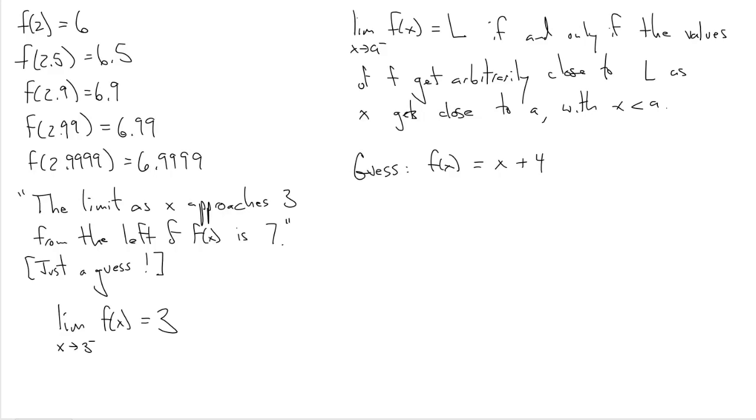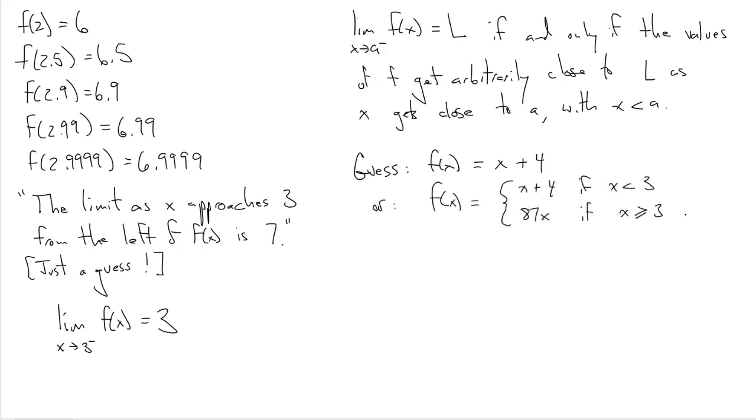And here's a perfectly reasonable guess that most of you probably came up with. Maybe the function f is just f of x equals x plus 4. If you look at the 5 function values that we have, 2, 2.5, 2.9, etc., x plus 4 would work for all of them. 2.99 plus 4 is 6.99. And so that's one possibility. But it's not the only possibility. Here's another.